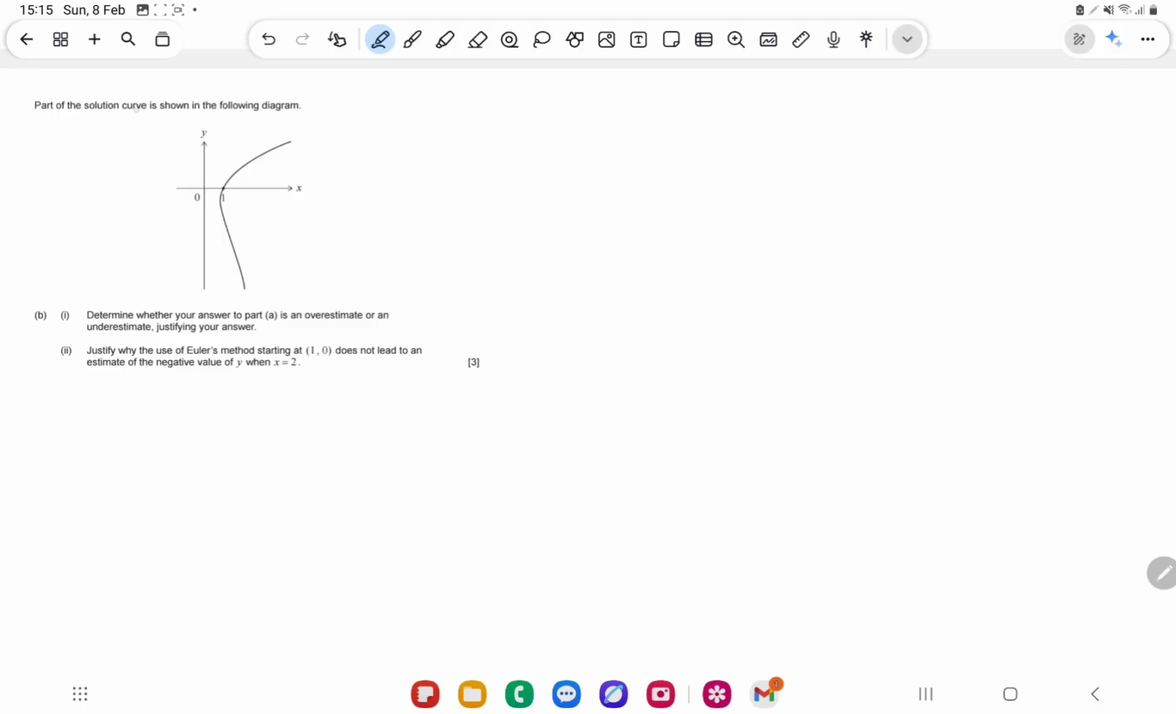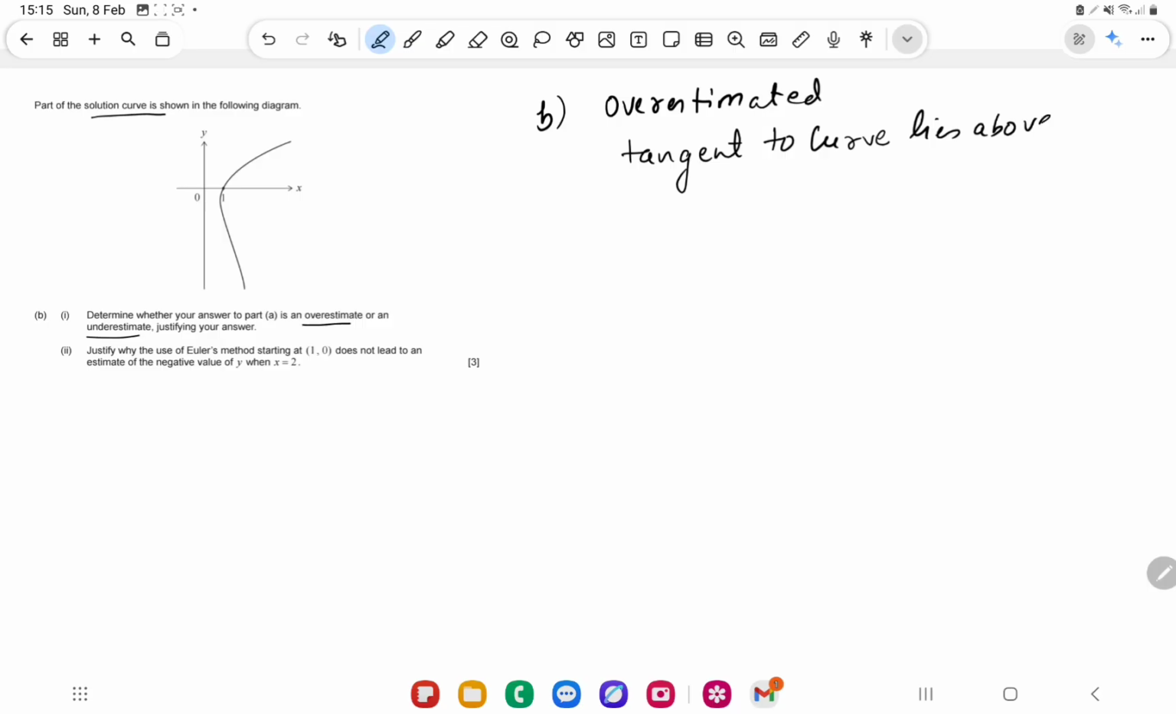Now in this part, the solution curve is shown to us in this diagram. We have to determine whether the answer which we got in part A is overestimated or underestimated. Now the answer will be overestimated. The reason is, because we have to justify, we have to write that the tangent to the curve lies above the curve, and our curve is concave down, as you can see. So this is the answer for the first part.